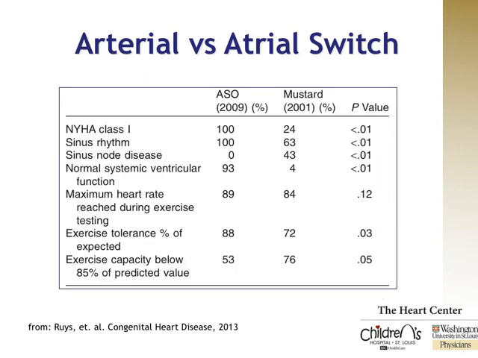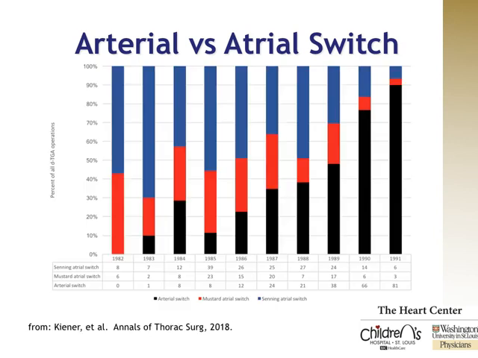And when they looked specifically at the reasons for failure, it was the things that we had on that prior slide, a lot of them related to rhythm problems, where virtually all of the arterial switch patients at 20 years were in normal sinus rhythm, whereas only 60% of the atrial switch, the Mustard patients, had normal sinus rhythm. And when you looked at exercise capacity, when you looked at New York Heart Association class, it was markedly different in terms of quality of life indicators for the atrial switches compared to the arterial switches.